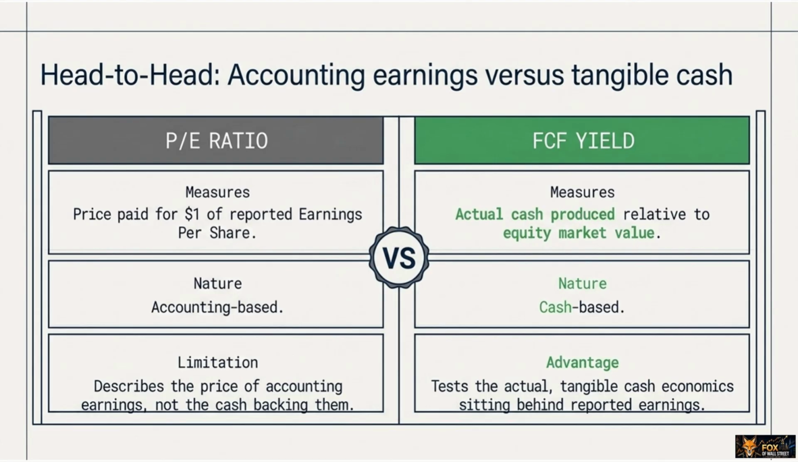Section 2. FCF yield versus PE. Head-to-head metrics. On one side of the ring, we have the classic PE ratio, which tells you the price paid for $1 of reported earnings per share. On the other side, we have FCF yield, which shows the actual cash produced relative to the equity market value. The absolutely crucial distinction here is that PE describes the price of accounting earnings, while FCF yield tests the actual, tangible cash economics sitting behind those earnings.